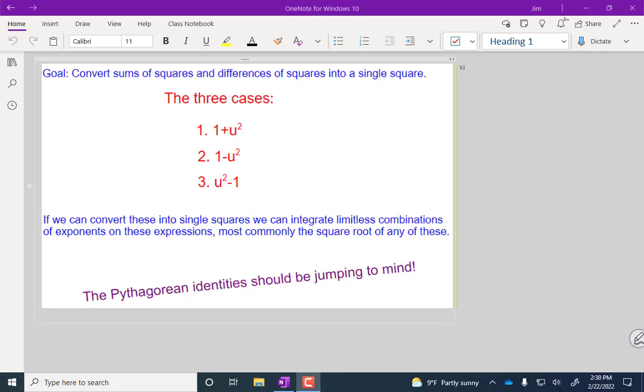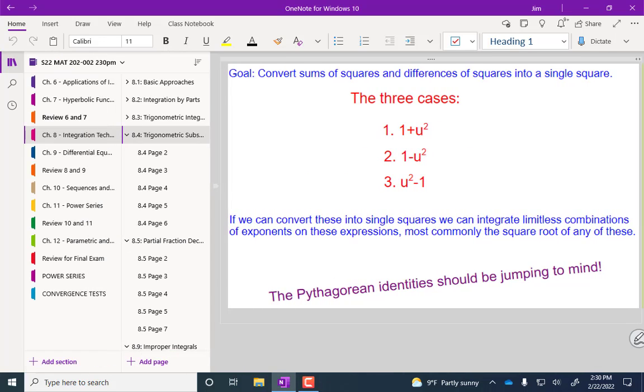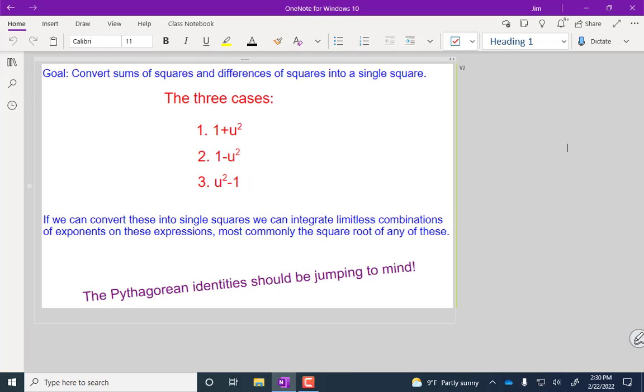Trig substitution. Trig sub is a really cool technique that will allow us to integrate a whole bunch of different types of integrands. Is this 8.3 or 8.4? This is 8.4. Thank you. Yeah, trig sub is 8.4. So this is our trickiest section in chapter 8. But it allows us to integrate sums and differences of squares with all sorts of different exponents and variations. So it's a really powerful technique.